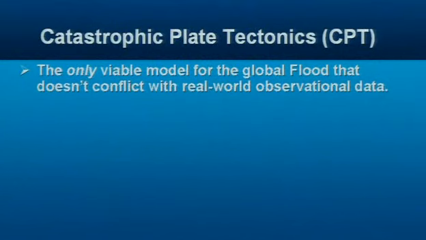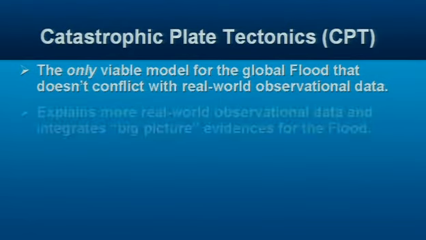Well, let's now talk about, therefore, instead of slow and gradual earth movements, catastrophic earth movements in the context of the flood. And let's talk about what we call catastrophic plate tectonics, not slow and gradual, but catastrophic plate tectonics. We'll call it CPT for short. Now, in my estimation, it's the only viable model for the global flood that doesn't conflict with real-world observational data.